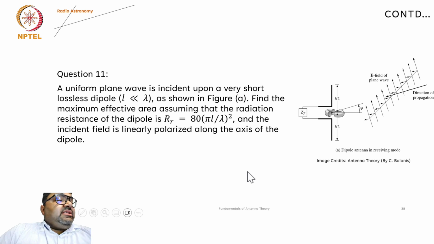Question number 11. A uniform plane wave is incident upon a very short lossless dipole where the length is less than lambda, as shown in the figure. Find the maximum effective area assuming that the radiation resistance of the dipole is 80 pi squared times L over lambda squared, and the incident field is linearly polarized along the axis of the dipole.